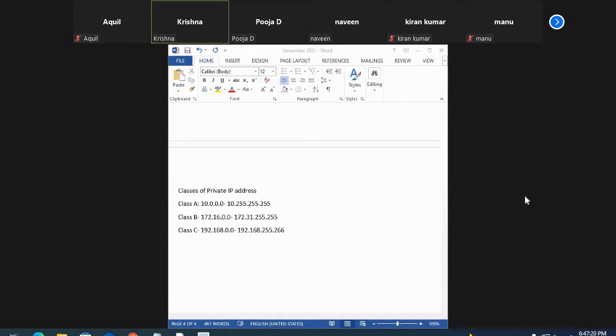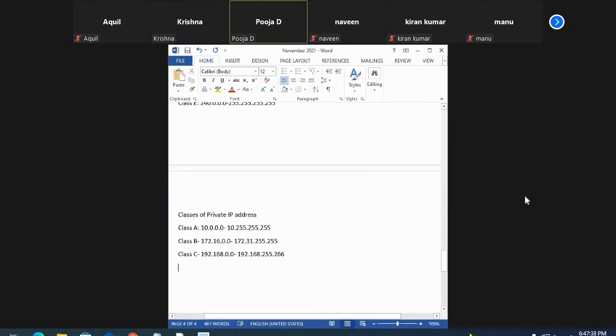Pooja, I have a question here. Yes, please. What if we have a concept of IP conflict in private IP addresses, like two systems having the same IP address within the same network? No. You can assign only one IP address to one laptop or one PC.